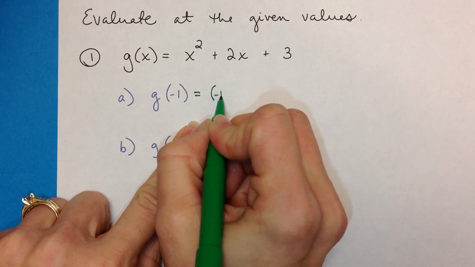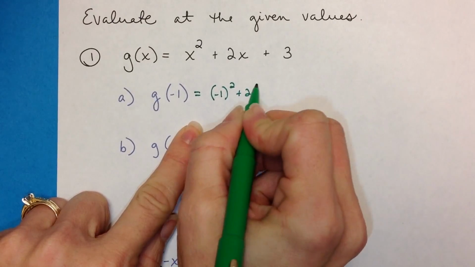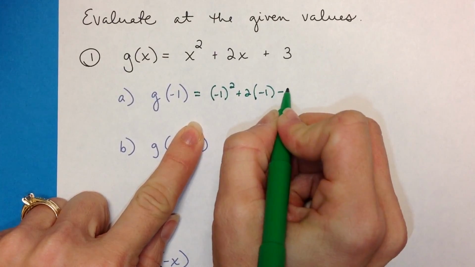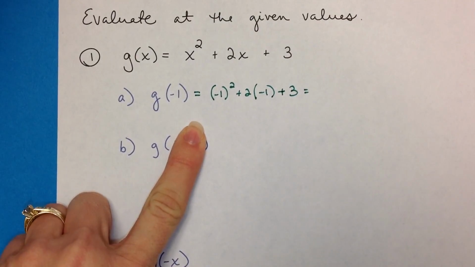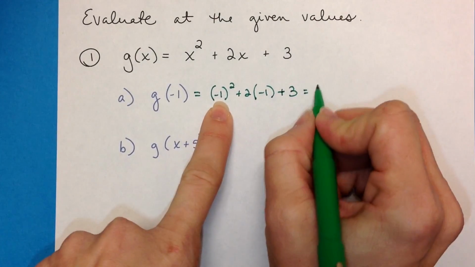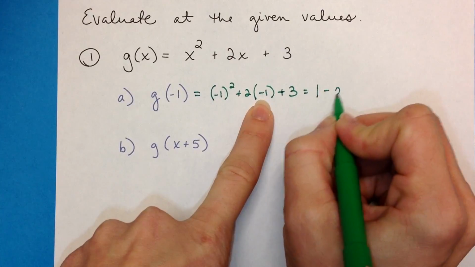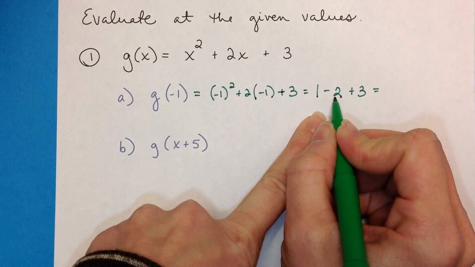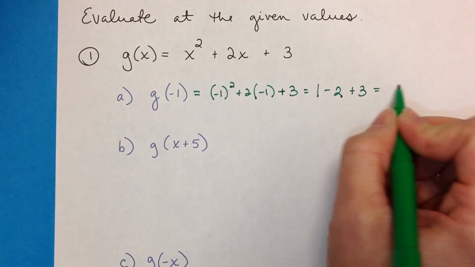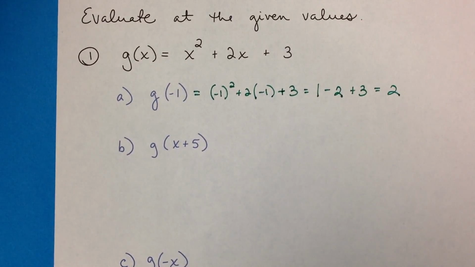So therefore we would have -1 squared plus 2 times -1 plus 3. Of course, you can take as many steps now as you need to simplify it. This would be +1, then -2 plus 3. So 1 minus 2 would give us -1. -1 plus 3 would then give me +2.